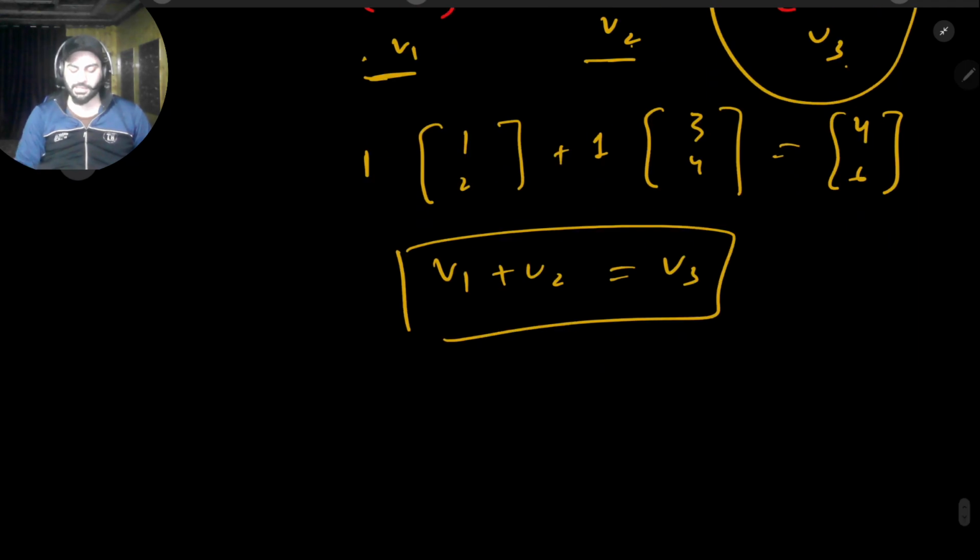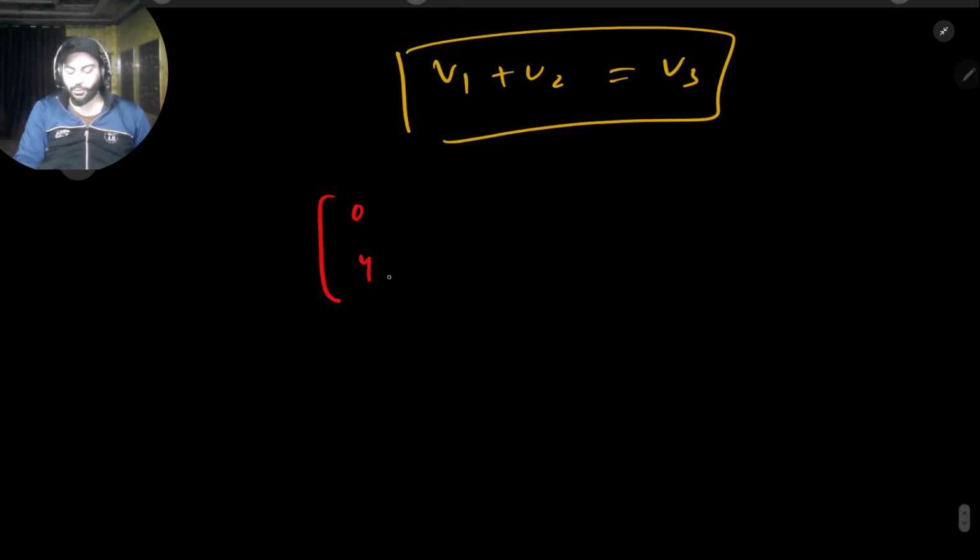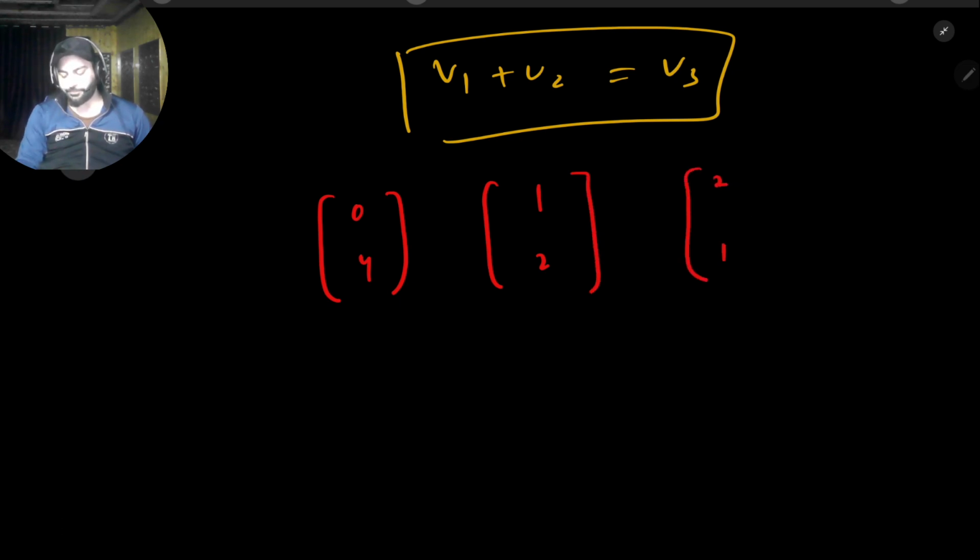Again, to give you some example, let's suppose I have a vector 0, 4, another vector 1, 2, some other vector 2, 1, and let's suppose some other vector 5, and some other vector 8.